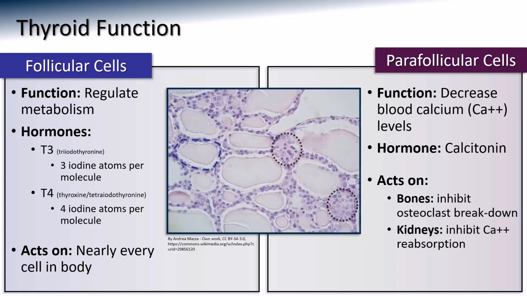Let's see if I can't get my circles to come up. There we go. So where we had follicular cells surrounding these fluid-filled follicles, the parafollicular cells tend to cluster in between them. So here we've got big, dense pockets of parafollicular cells. So these are making calcitonin, and calcitonin's function is to decrease blood calcium levels.